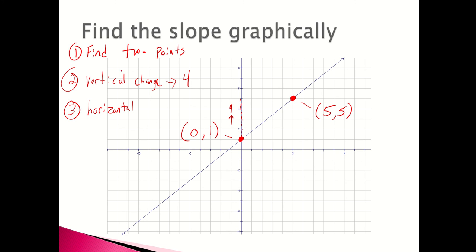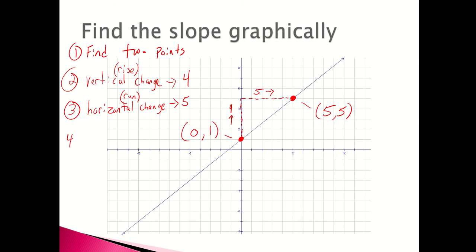By the way, our vertical change, we call that rise. And the horizontal change, we call that run. So we go to the right now. And how far to the right did we go? We can count 1, 2, 3, 4, 5. We went to the right 5.